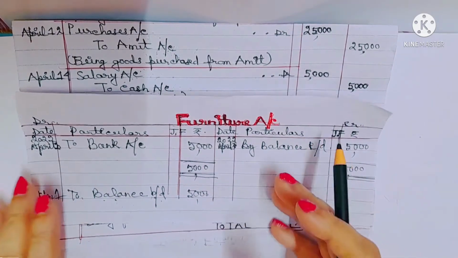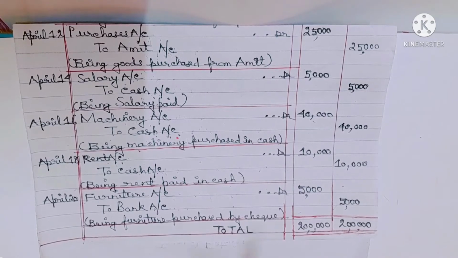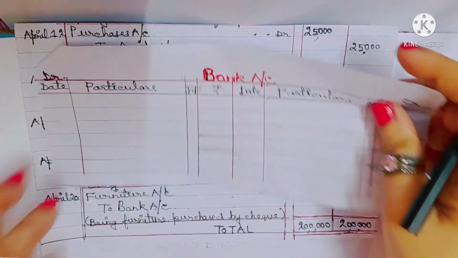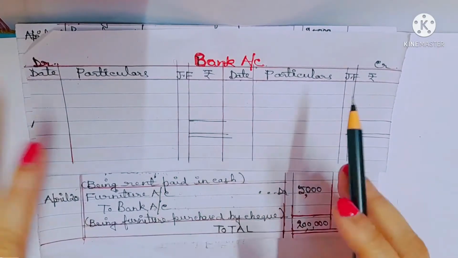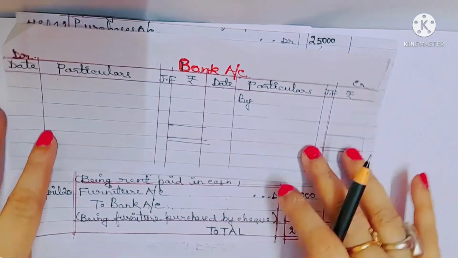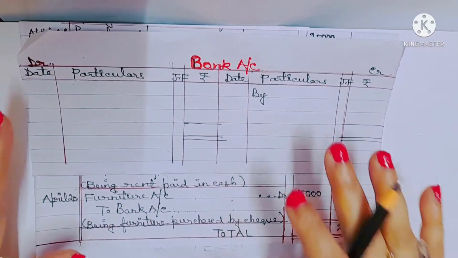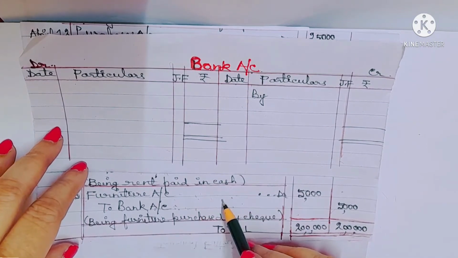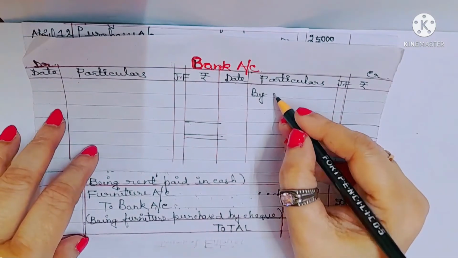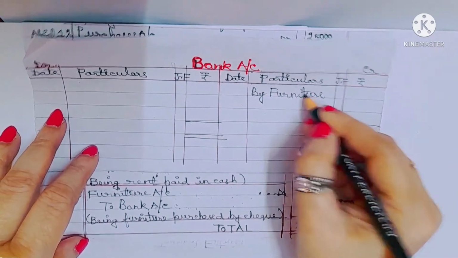Let's do the last account. What is the last account? See, furniture to bank account. Now we are preparing bank account, so we'll see from the point of view of bank. Since bank account is on the credit side, furniture account will appear on the credit side as well. So by furniture account.